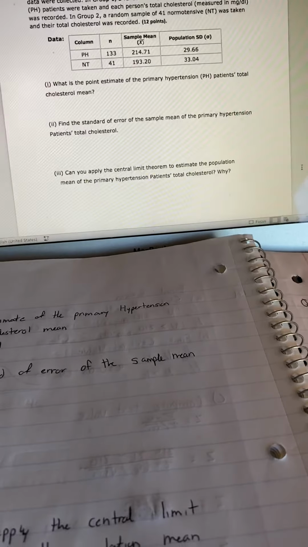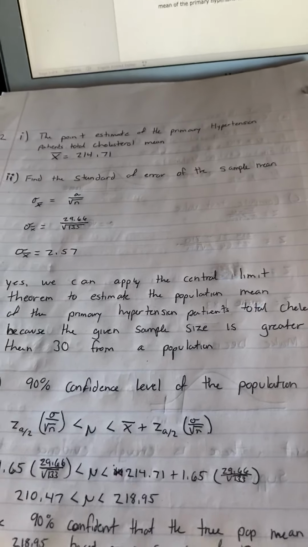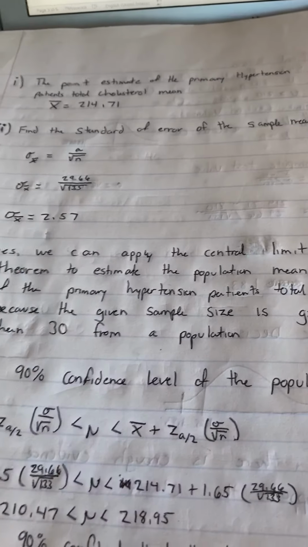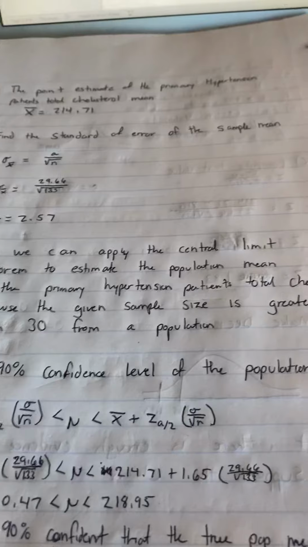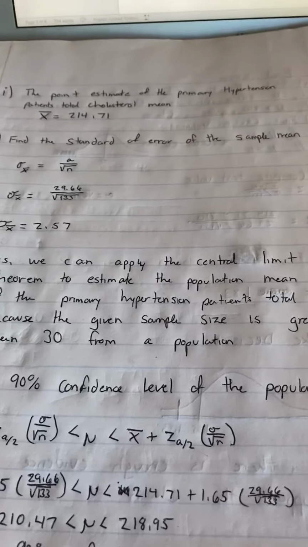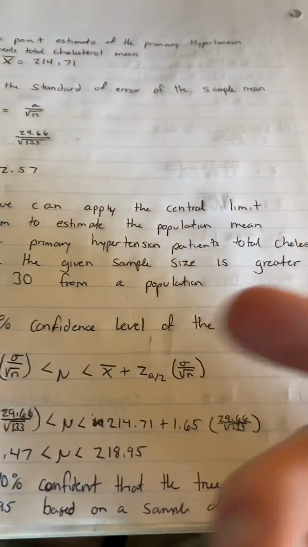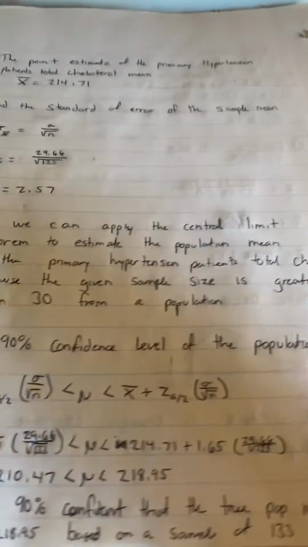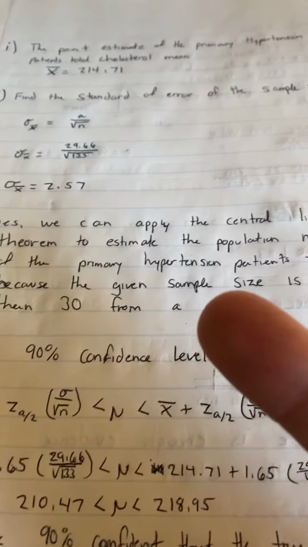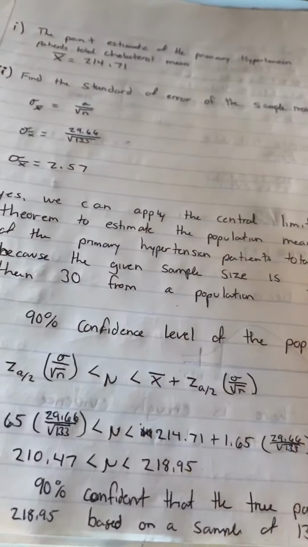Now, part 3 asks, can we apply the central limit theorem to estimate the population mean? Well, yes. We can apply the central limit theorem in order to estimate our population mean of the primary hypertension patients' total cholesterol, because the given sample size is greater than 30, from a population. So yes, we can apply the central limit theorem.